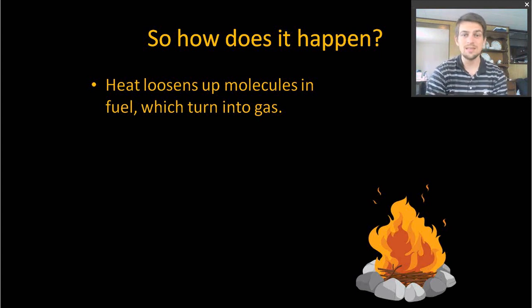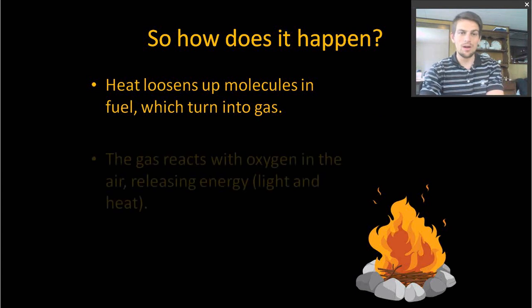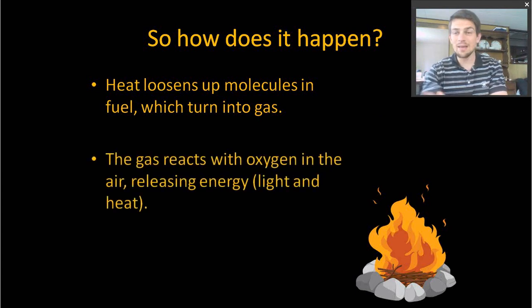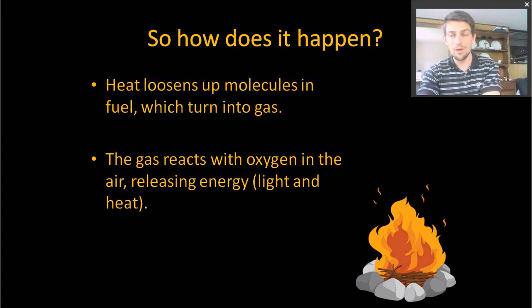And once these things get into the air, and they're called volatile gases, they react with the oxygen. They're able to react with the oxygen when they're in the air, and that chemical reaction that happens causes light and heat to be released. And that's the energy that was making those molecules stick together. Now, when they're broken apart, that energy is released, and that comes out as light and heat energy. And that's what we know as fire.